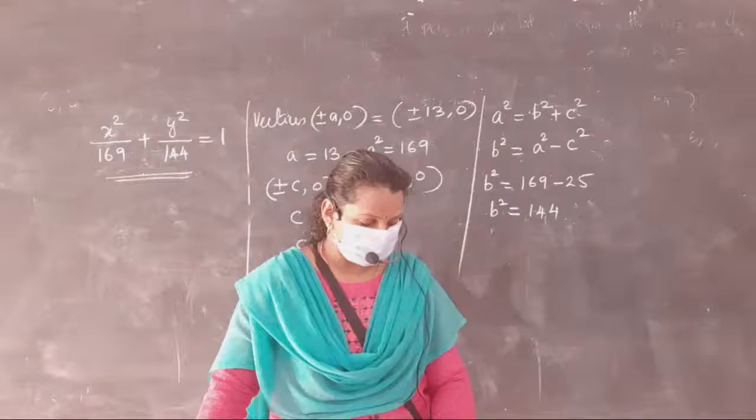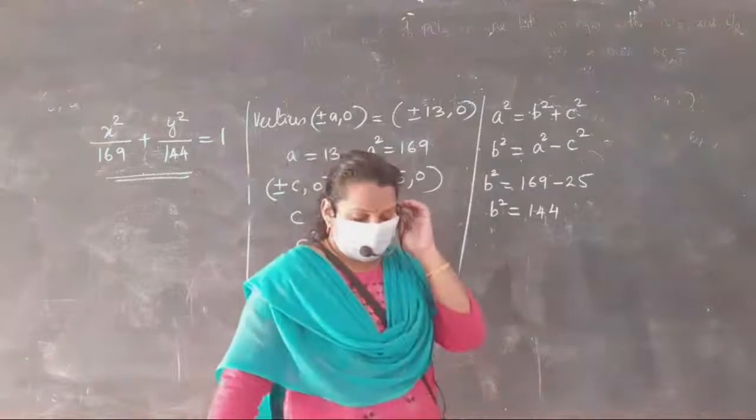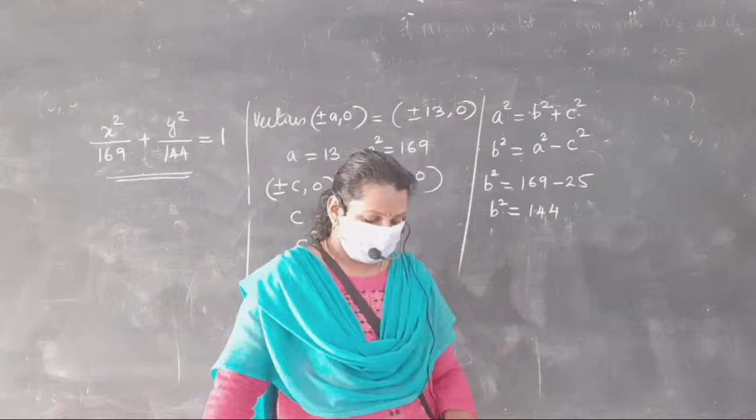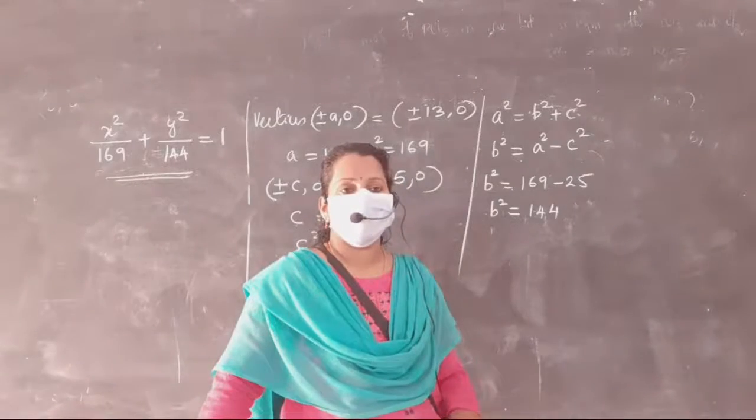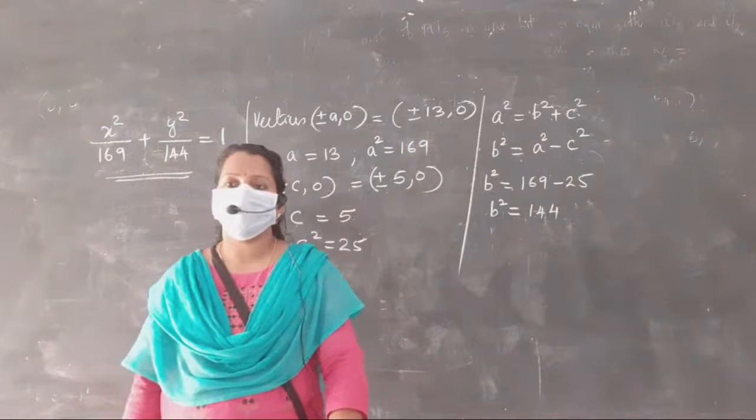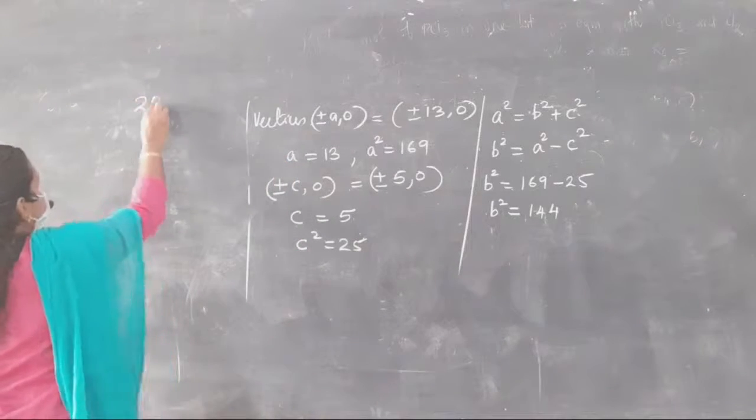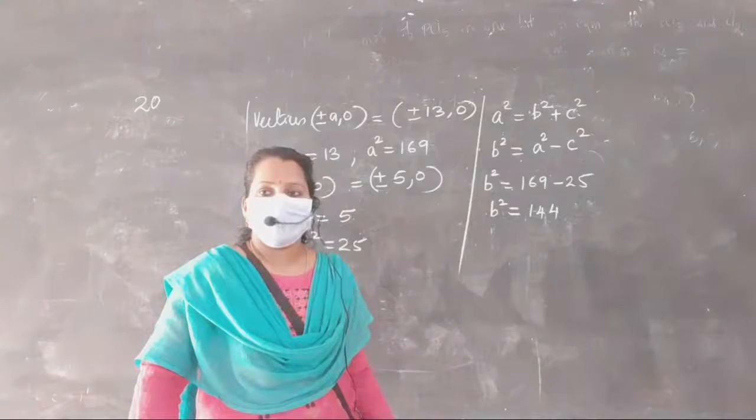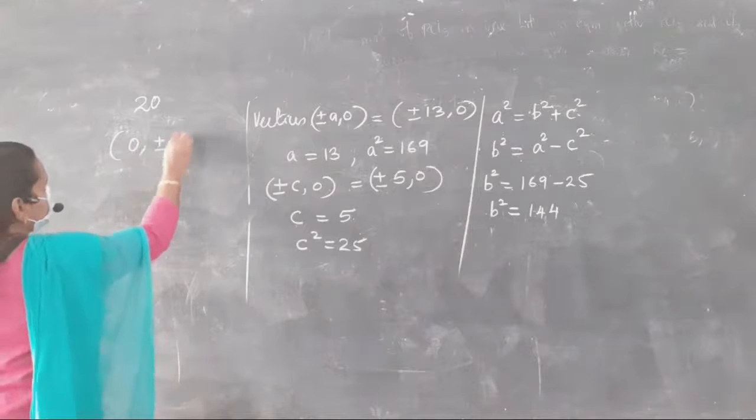Okay, one more question. Find the equation of the ellipse whose length of major axis is 20 and foci are (0, ±5).